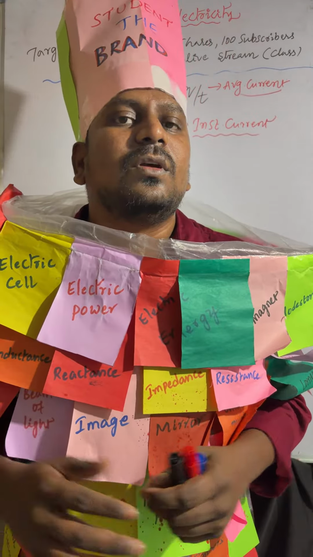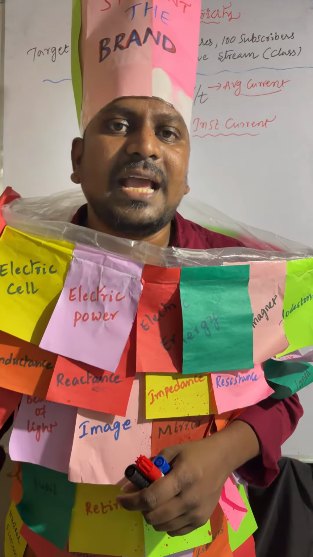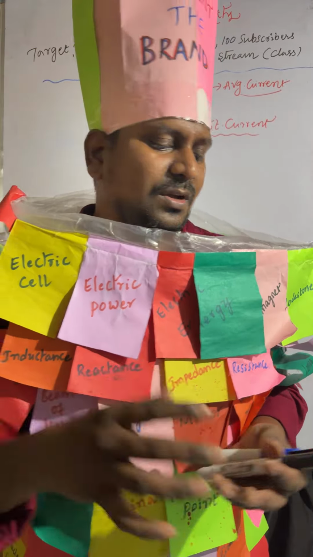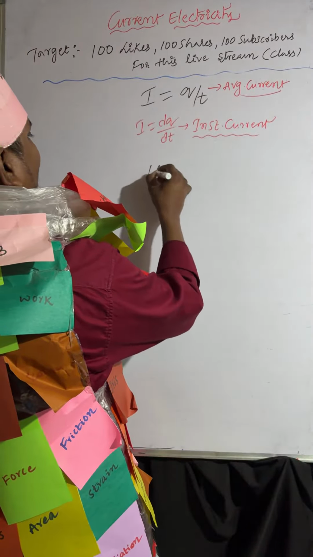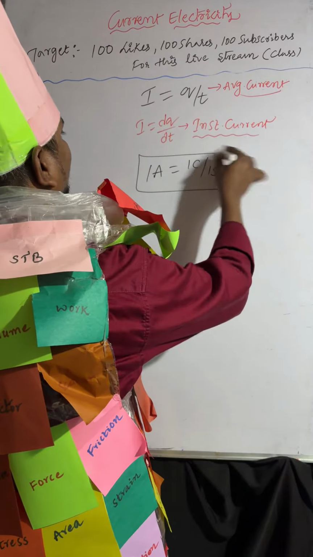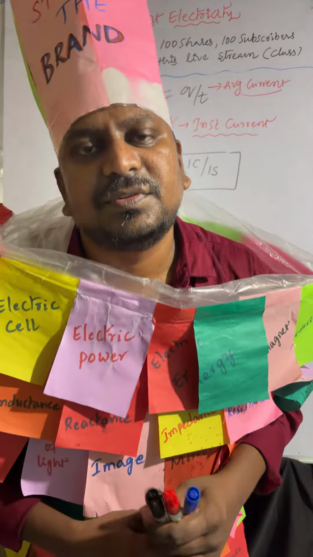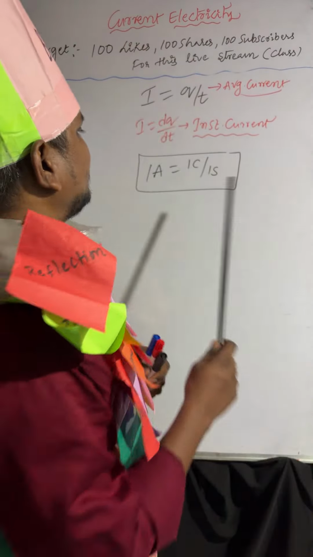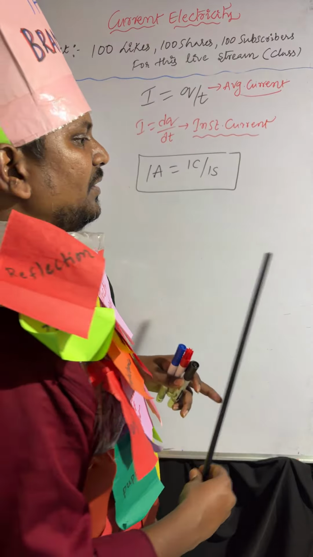So coming to the SI unit of current. What is the SI unit of current? SI unit of current is ampere. 1 ampere is defined as 1 coulomb of charge flowing through unit cross-sectional area per second. This is called 1 ampere. Understood or not?